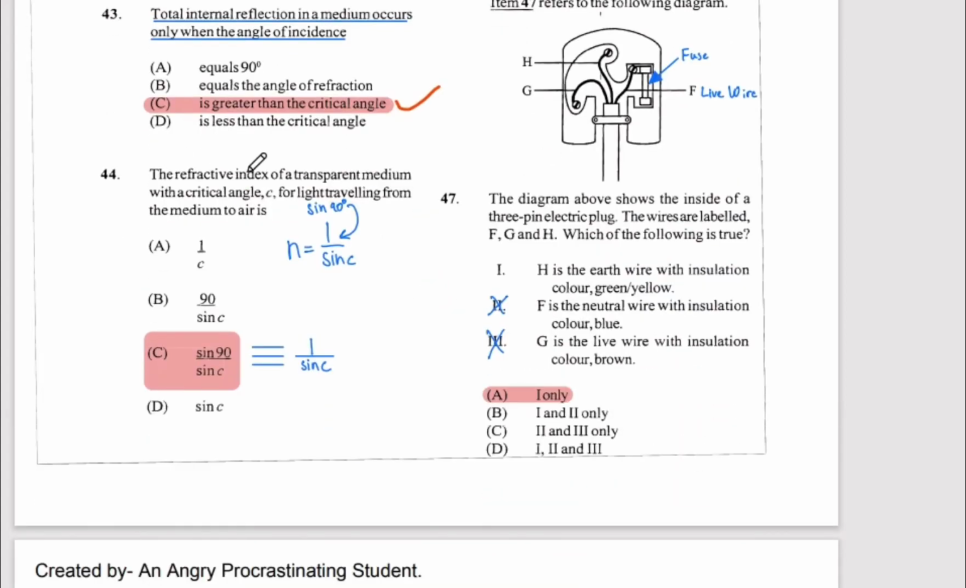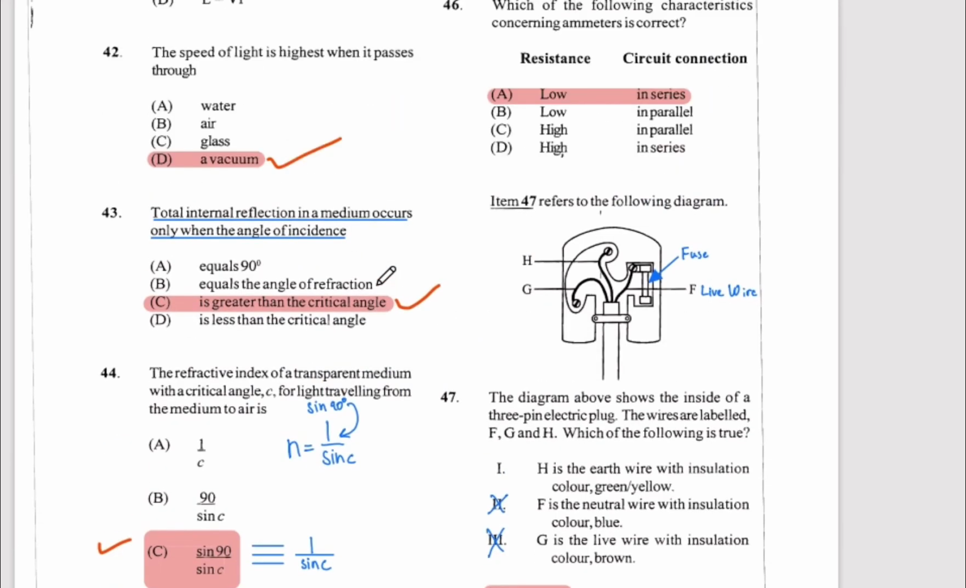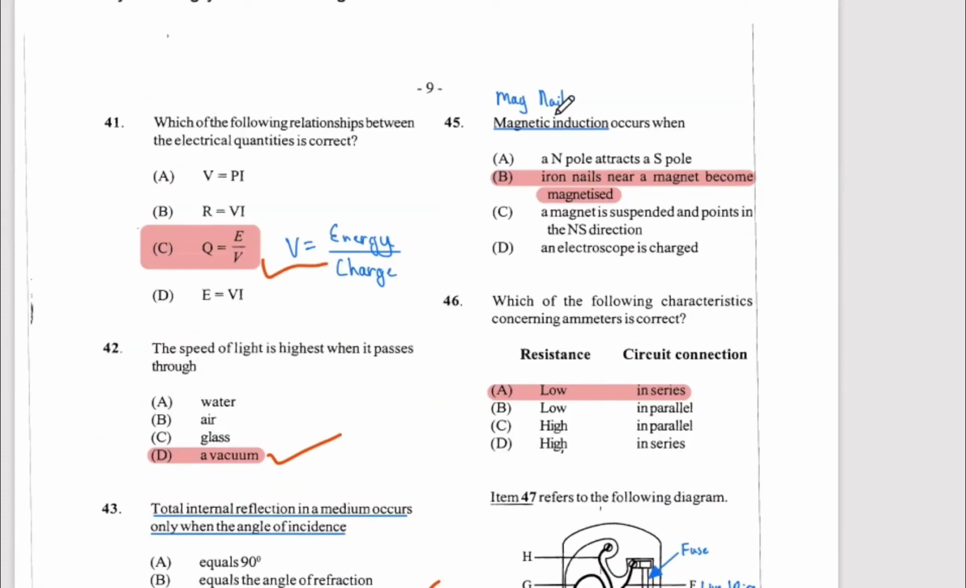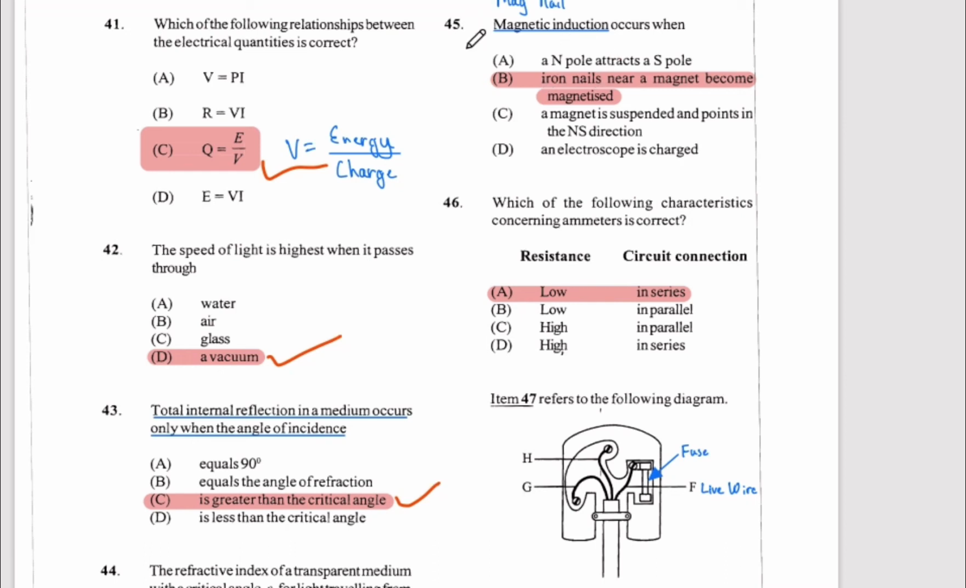44. The refractive index of a transparent medium with a critical angle C for light traveling from the medium to air is, and the answer is C, that's sine 90 over sine C. 45 says magnetic induction occurs when, and our answer is B. Which of the following characteristics concerning ammeters is correct? And that's A.